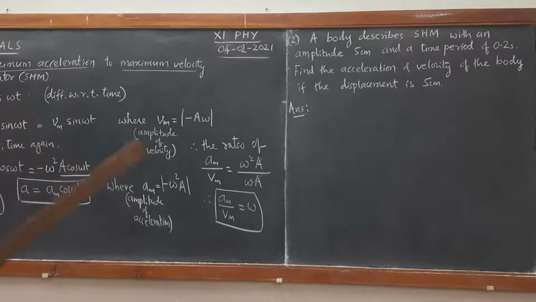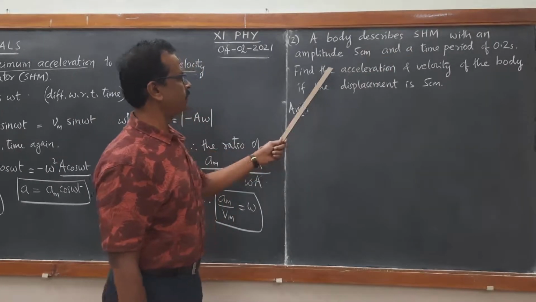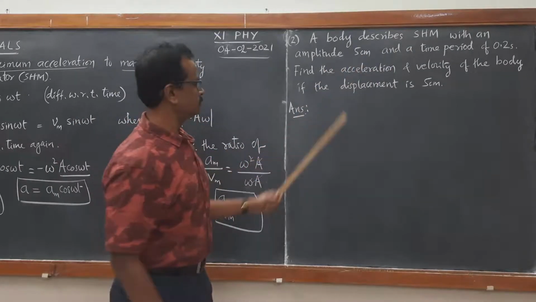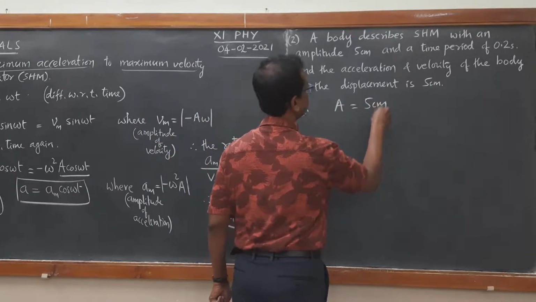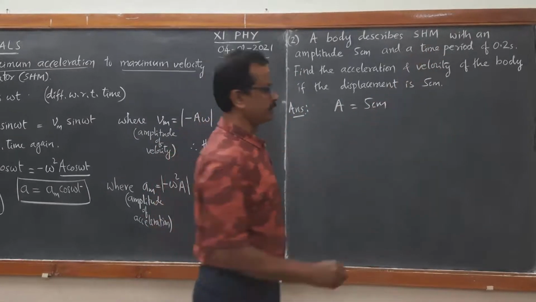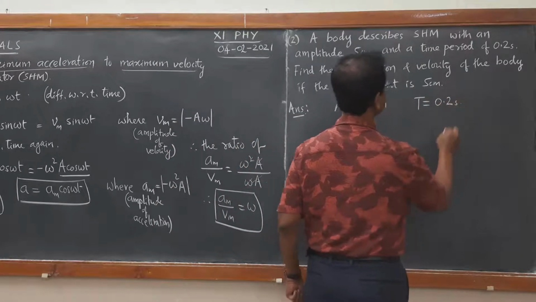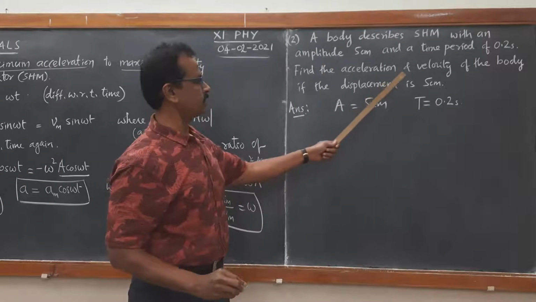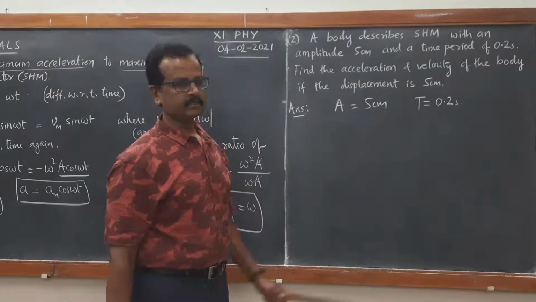Look at this second problem. A body describes simple harmonic motion with an amplitude of 5 cm. So amplitude is given, 5 cm, and a time period of 0.2 seconds, capital T equal to 0.2 seconds. Find the acceleration and velocity of the body if the displacement is 5 cm.